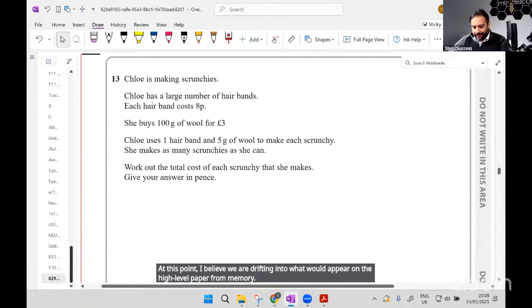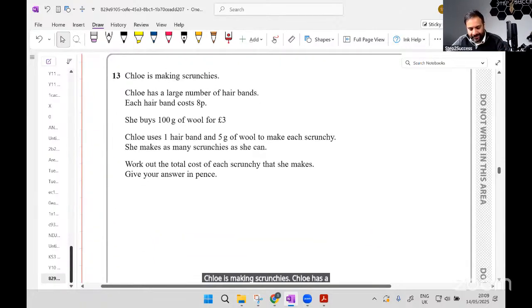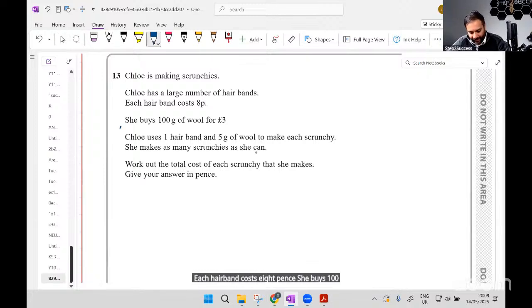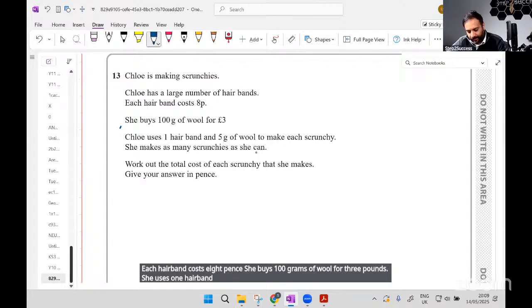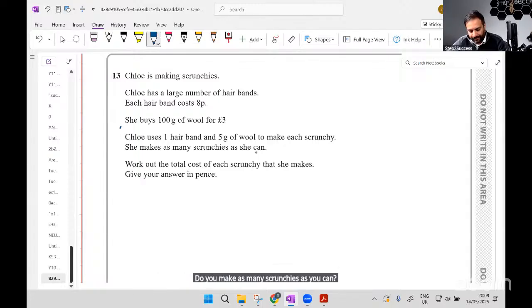Chloe is making scrunchies. Chloe has a large number of hairbands. Each hairband costs 8 pence. She buys 100 grams of wool for £3. She uses 1 hairband and 5 grams of wool to make each scrunchie. She makes as many scrunchies as she can. Work out the cost. Okay, fine.